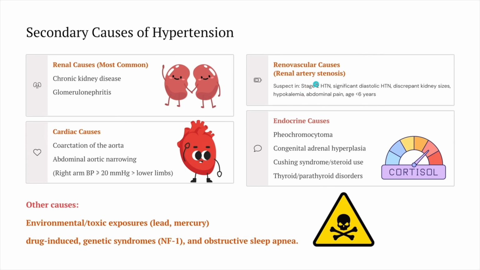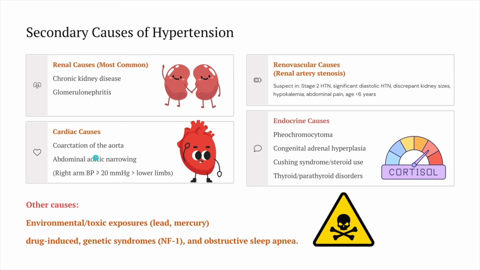Secondly, we need to think of renal vascular causes, i.e. renal artery stenosis. It can be congenital. When should we suspect that? When you're having a very high blood pressure, let's say stage 2 hypertension, and also significant diastolic hypertension. And if you do the ultrasound, you may see discrepant kidney size, because maybe one renal artery is more narrow and has inadequate blood supply to one of the kidneys. And of course, in RAS, you can have hypokalemia and also very young age.